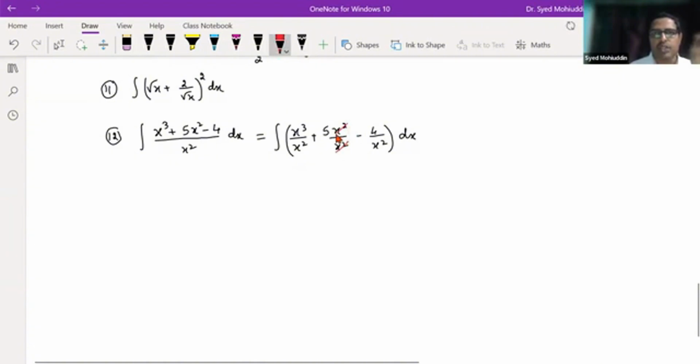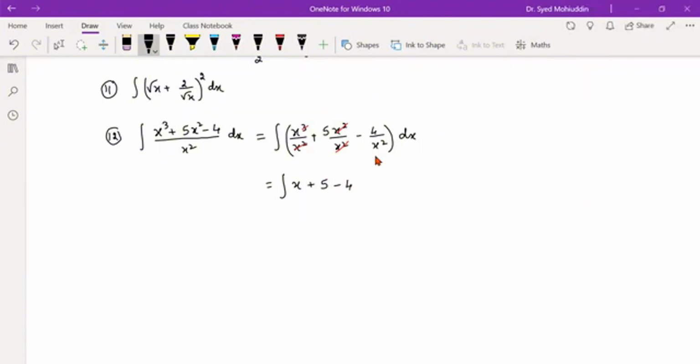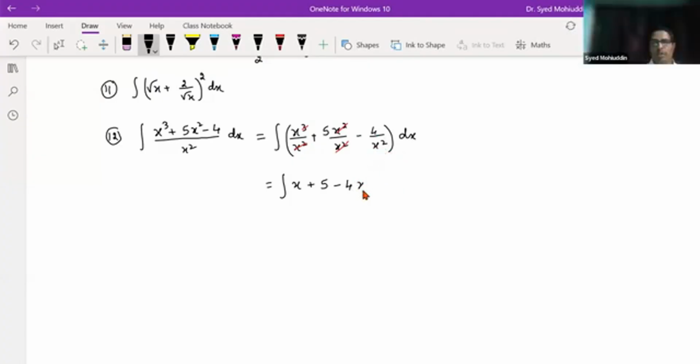I can just cancel out some of the terms here. This x square cancels out. This x square cancels out. One x will be left out. If we try to rewrite this one, it will become integral of x plus, what is that? Only 5 minus 4, 1 by x square. Can we integrate directly 1 by x square? So you can take it to the numerator and write it in the form of x power of minus 2, so that integration becomes easy for you, times of dx.